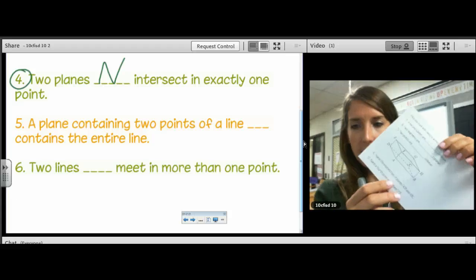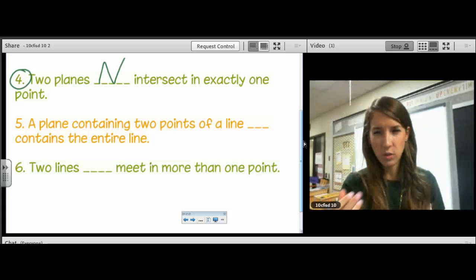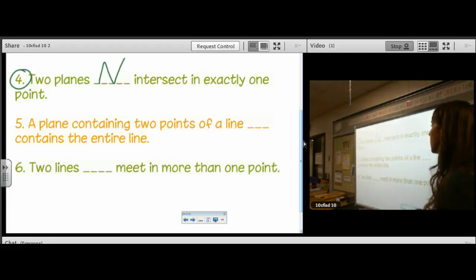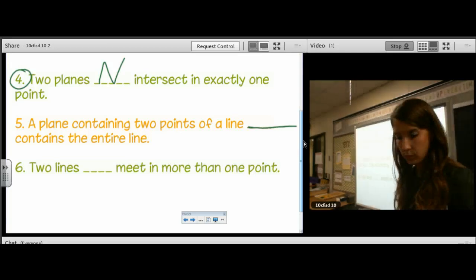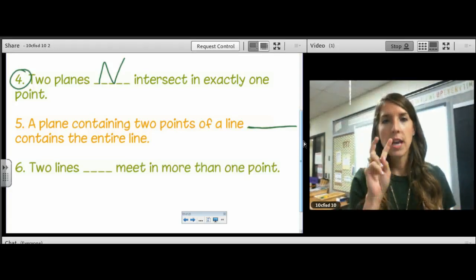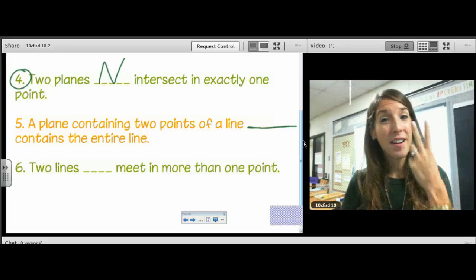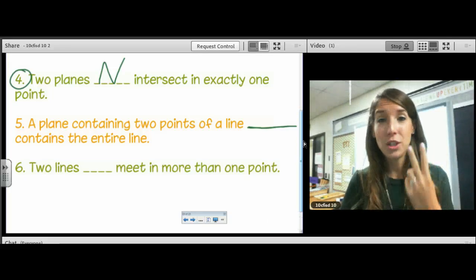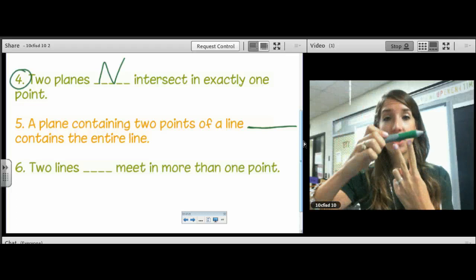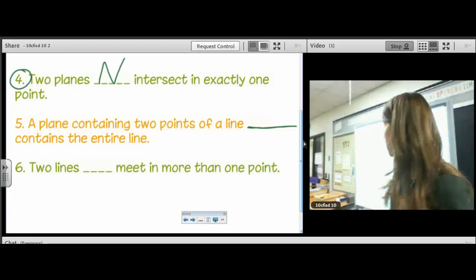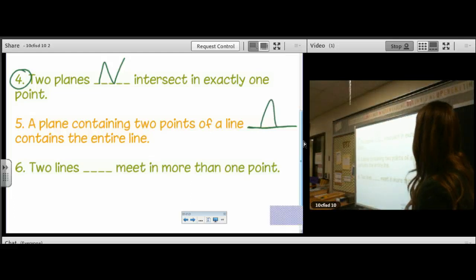Oh, that's okay if yours isn't the same as on the back. We weren't doing this on the back yet. We were just doing whiteboard problems. Okay. A plane containing 2 points of a line, always, sometimes, or never, contains the entire line. If you contain 2 points of a line, are you going to contain the entire line? Yep, because remember, it takes 2 points to make a line. So once you've got your 2 points, you're set, you're stuck. You can't tilt it at all or you'll lose one of your points. So that's always.